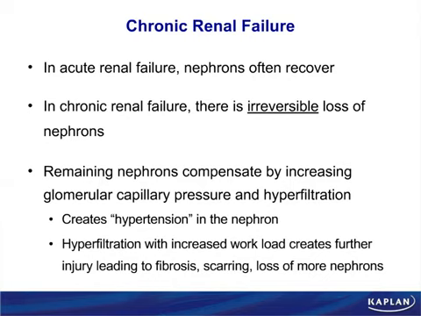This is why we use ACE inhibitors in some patients with chronic renal insufficiency. In any patients with nephrotic range proteinuria, we use ACE inhibitors to treat the glomerular hypertension, to reduce the hyperfiltration, and to delay the time until patients go on dialysis.